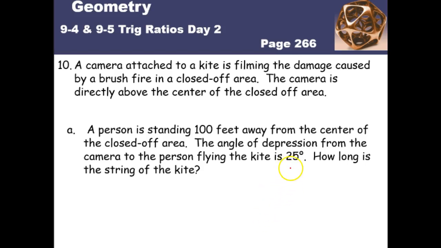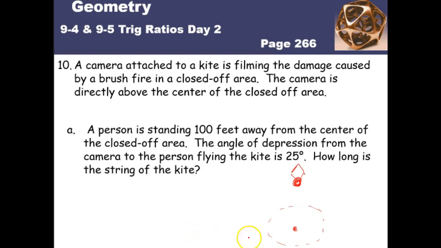So we've got a kite in the sky. We've got a little camera attached to it. That dot right there is the camera. And it's filming the damage caused by a brush fire in a closed off area. The camera is directly above the center of the closed off area. So this is right here, the direct center of this closed off area. The closed off area might be circular, it doesn't really say.